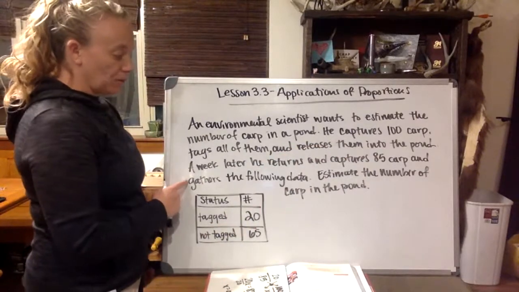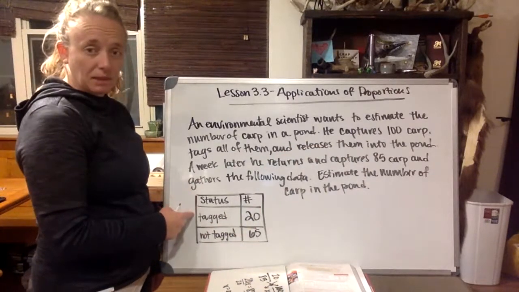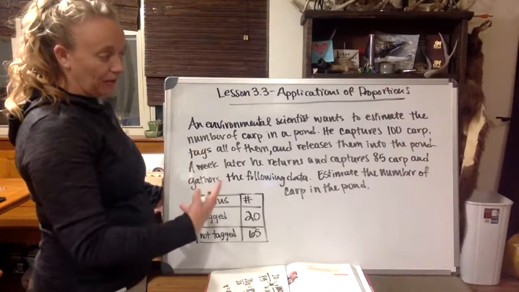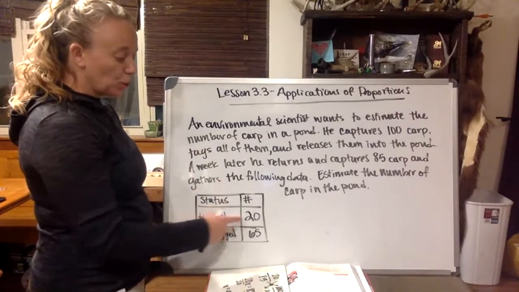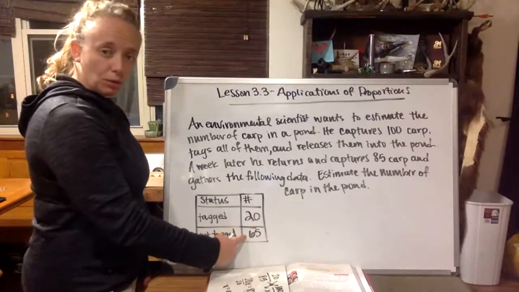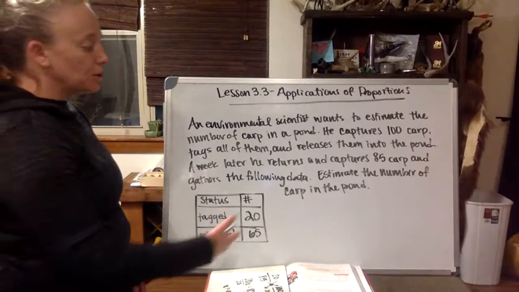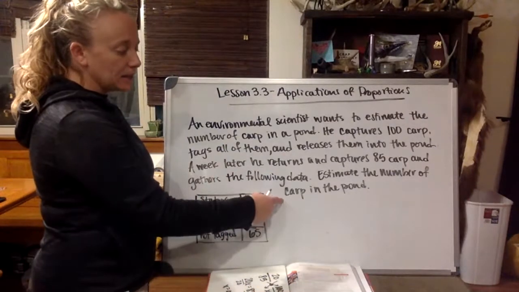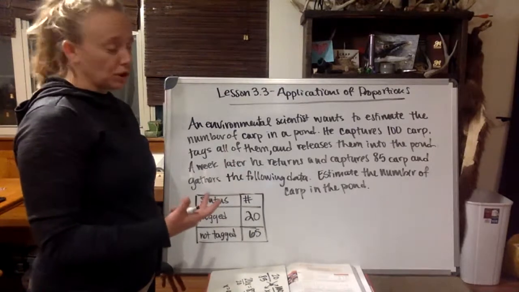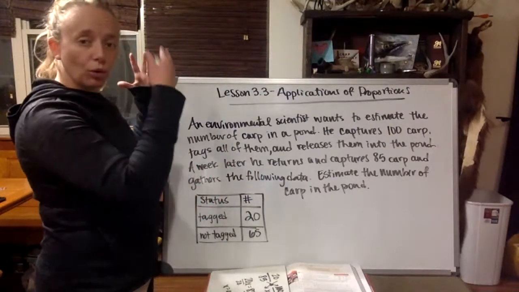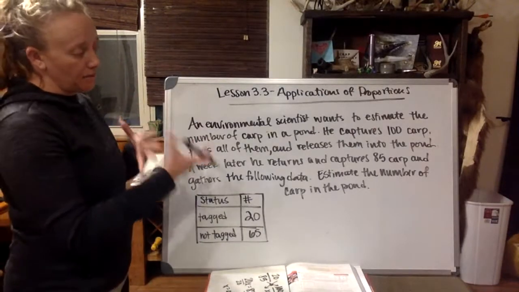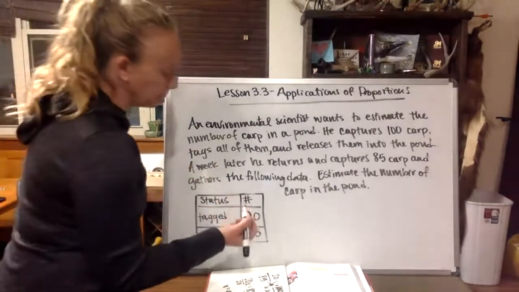This is the data that he ends up gathering. Of the 85 carp that he recaptured, 20 of them have the tags that he put on, and 65 of them don't. Using this data, estimate the number of carp in the pond. So we need to create a proportion that will help us estimate the total population of how many fish are in this particular pond.